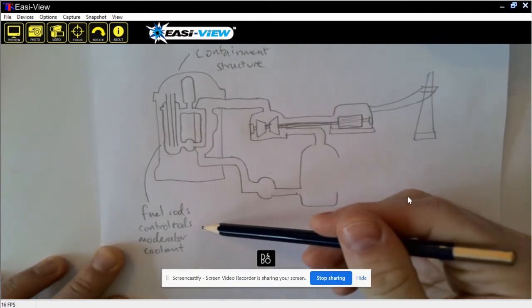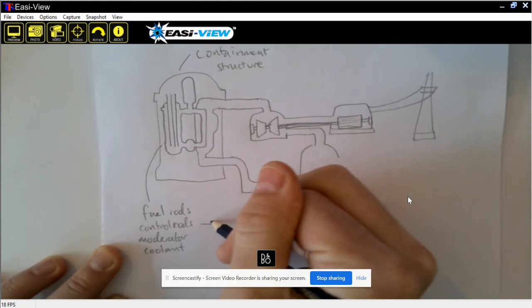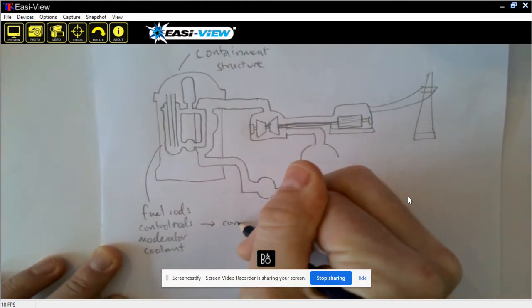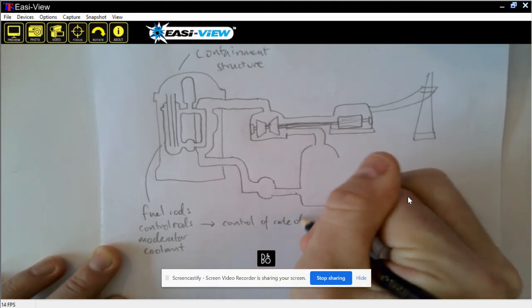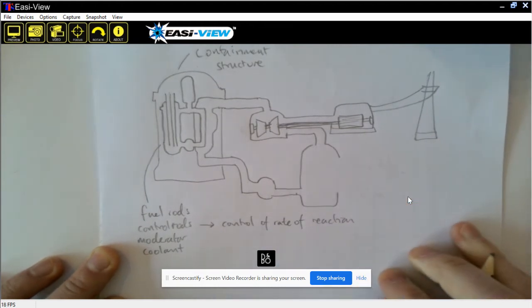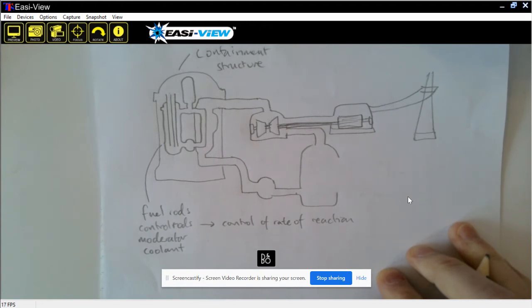The control rods have a slightly different role. Last lesson you looked at the chain reaction that causes a nuclear explosion. Well, the control rods are there to allow control of the rate of chain reaction. They are made from a material which will absorb neutrons. The neutrons are crucial. The neutrons are injected initially into the reactor to start it.